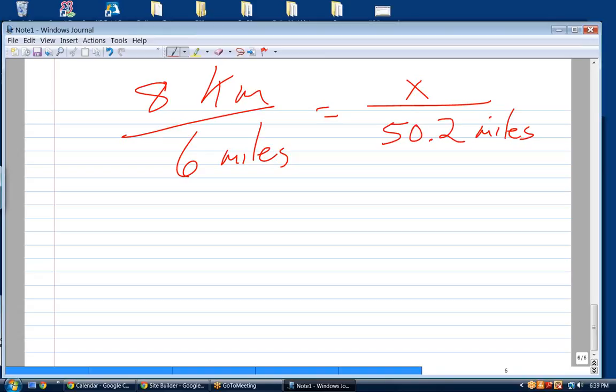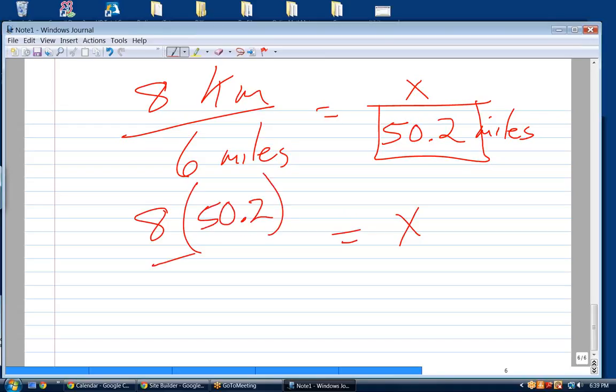This is the one exception to where you would automatically cross multiply. What do we need to do to solve this? We don't need to cross multiply. We're trying to solve for x. How about if we just multiply both sides by this denominator? Oh yeah, because that'll leave x all alone. So we get x equals 8 times 50.2 divided by 6.